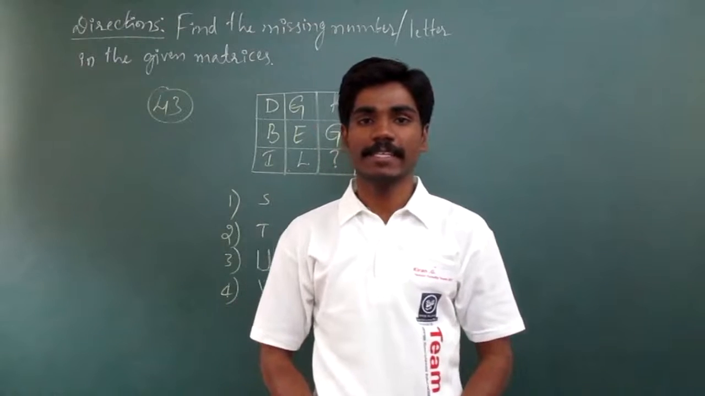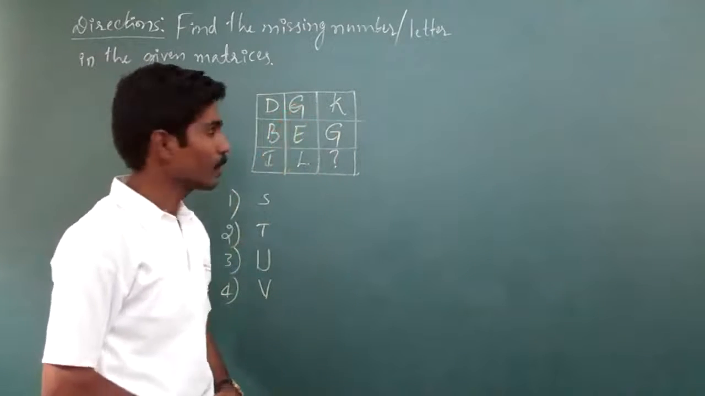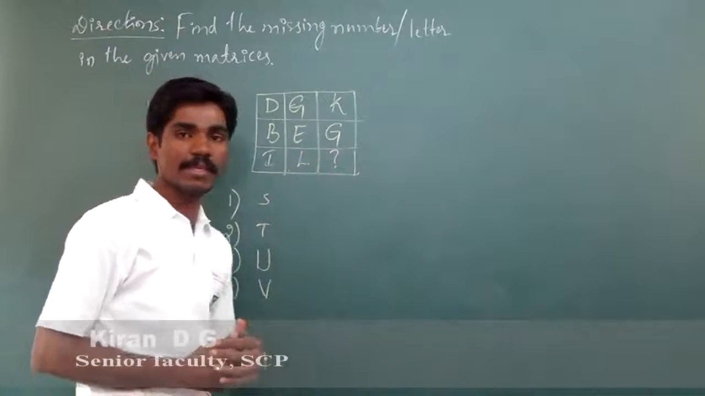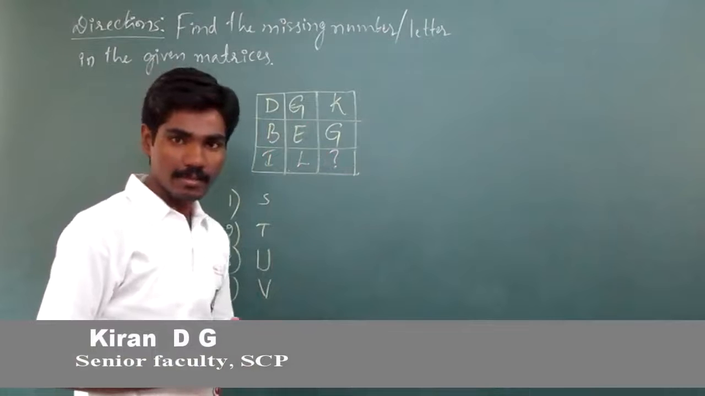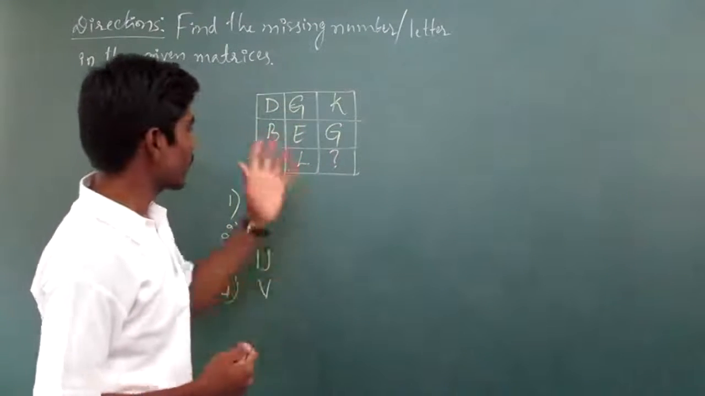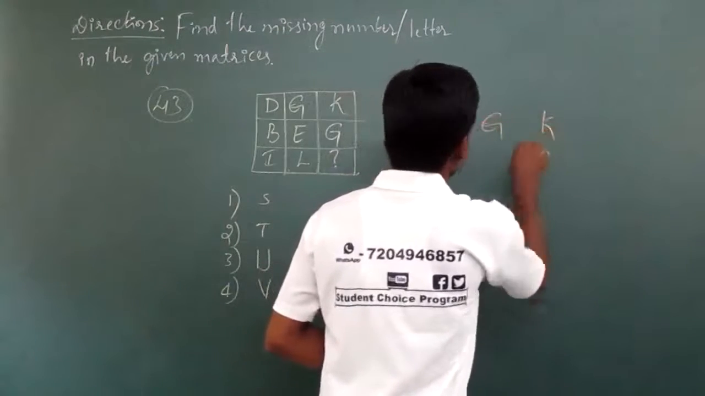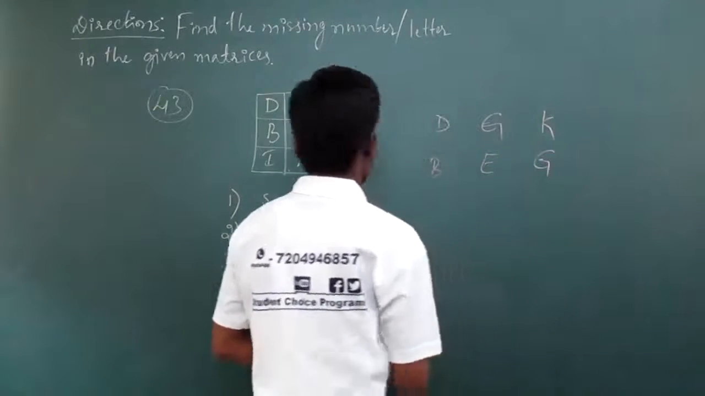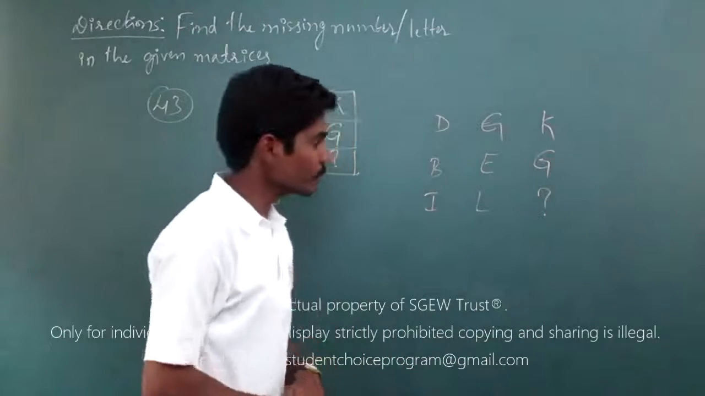Well friends, here is the next problem. The given problem is D, G, K, B, E, G, I, L and the missing letter. Once again we are dealing with letters. Let me write the positions of the letters first. For that, let me consider the given question as D, G, K, B, E, G and I, L, missing letter.